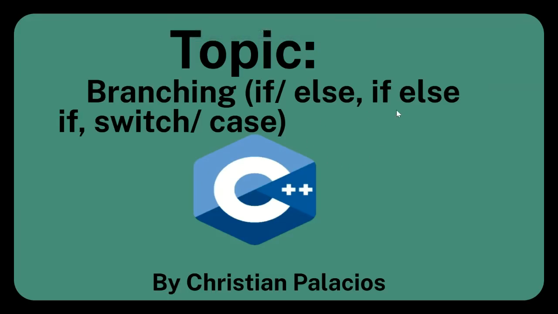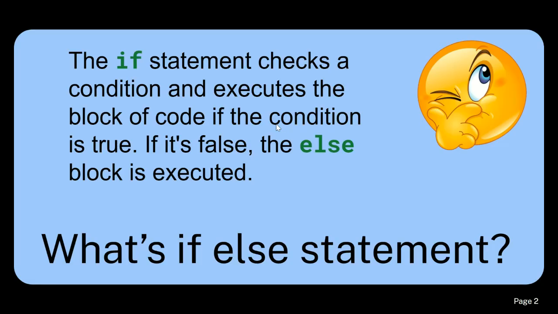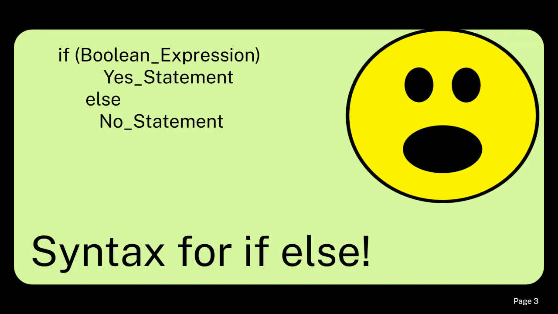So we're talking about branching: if, else if, and switch/case. So what's the if else statement? The if statement checks the condition and executes the block of code if the condition is true. And if it's false, the else block is executed. So this is the syntax. If the Boolean expression is true, print the yes statement. If not, print the no statement.